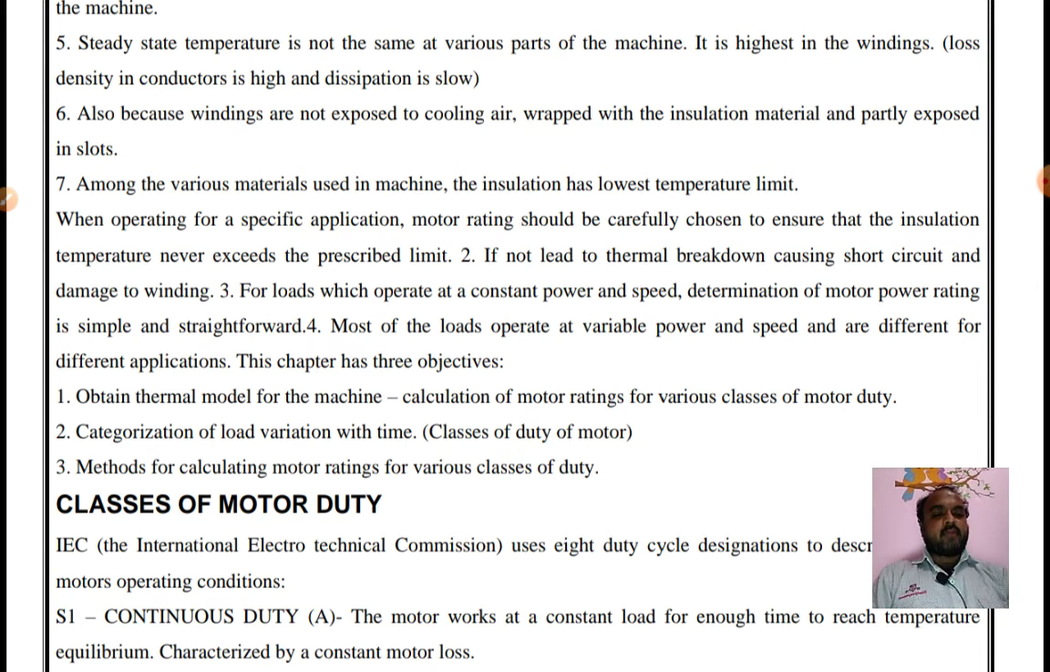Next, steady state temperature is not the same at various parts of the machine. It is highest in the winding. The loss density in the conductor is high and dissipation is slow. So in steady state these losses will occur mainly in the winding. Copper losses, iron losses, and mechanical losses, that is friction and windage losses, will occur inside the machine. These losses are not the same, that is, the heat of the machine is not the same in all parts of the machine. So the maximum temperature will occur in the winding of the machine. Why? Because copper losses are produced inside the winding.